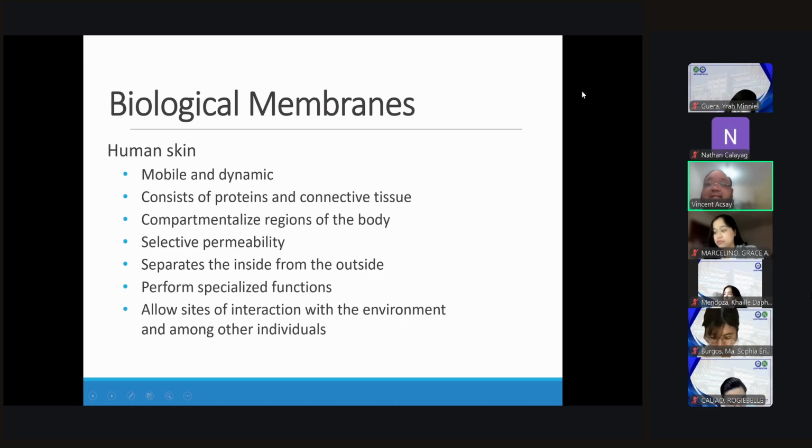The skin is selectively permeable. When you get wet, does the skin accept water or not? Does it reject certain things or not? The skin separates the inside of the body from the outside. The skin is able to perform specialized functions, particularly certain parts of the skin, like the skin found on the lips, on the genital organs, and among other areas. And of course, it also allows sites of interaction with the environment and among other individuals.